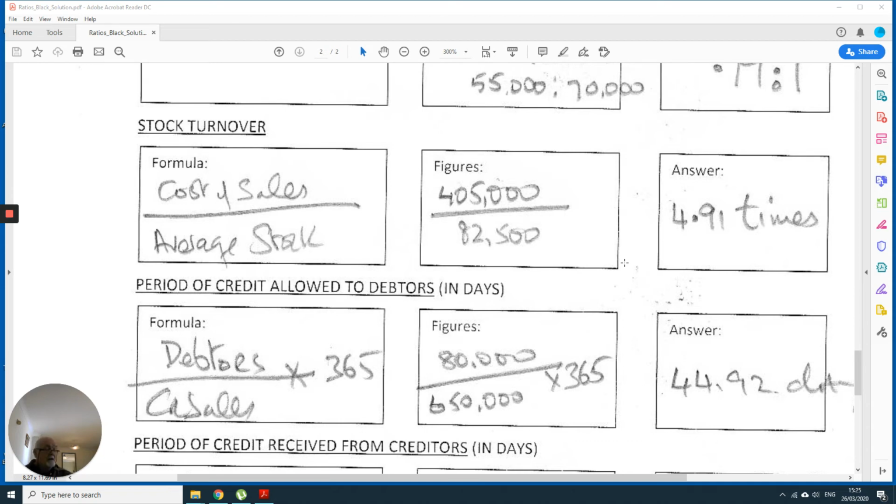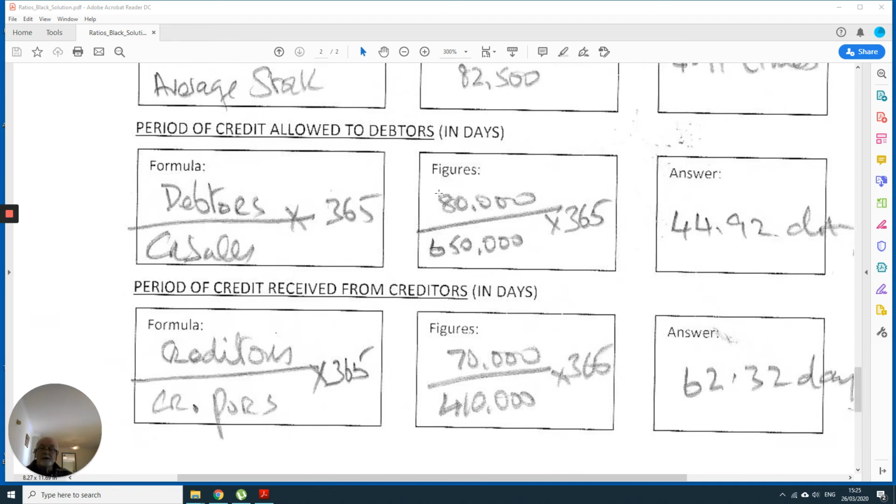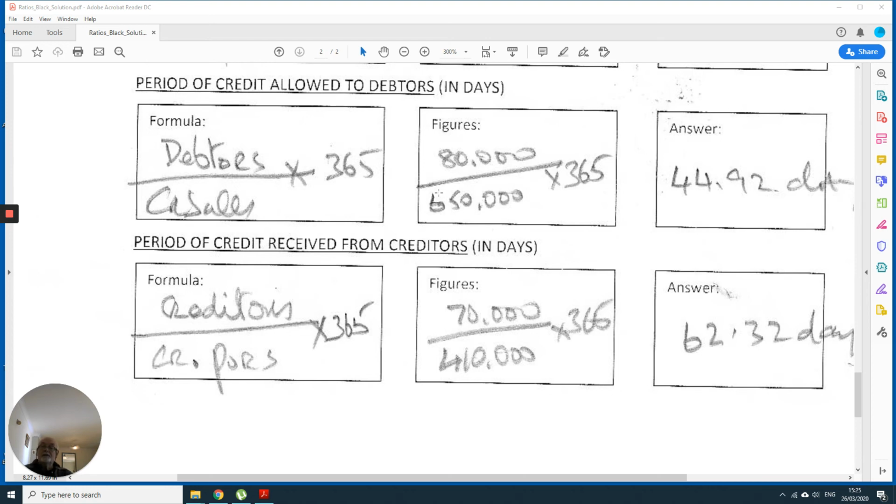Finishing it off then with ratios 8 and 9, we're looking at our credit control, period of credit allowed to debtors and the period of credit received from creditors. And ideally you want to get your debtors to pay you as quickly as possible, and then pay your creditors a little bit after that. Now remember that debtors are caused by you making credit sales.